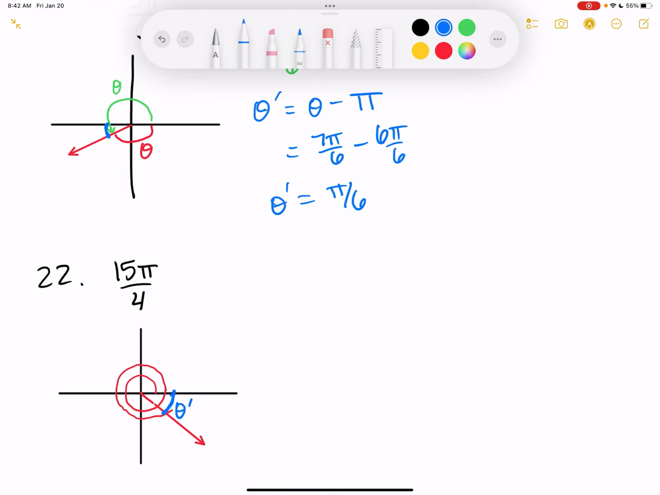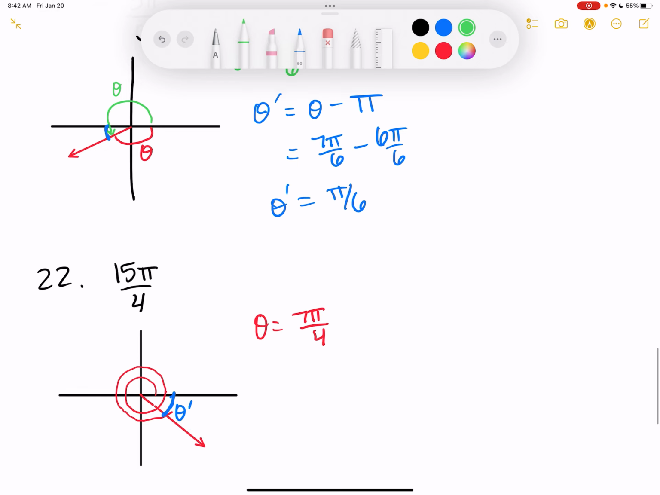Or 7 pi over 4. Yep, 7 pi over 4. So my new theta value is 7 pi over 4, because basically now all I care about is this second partial time that I went around.